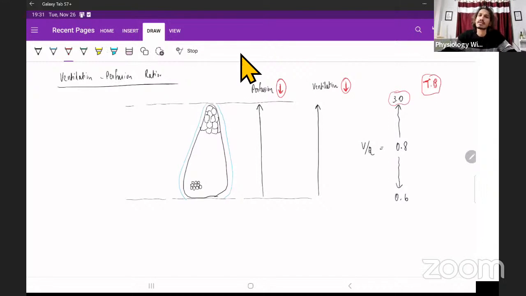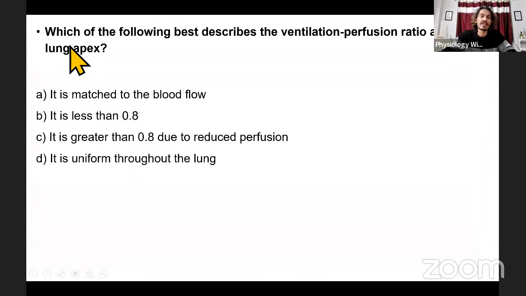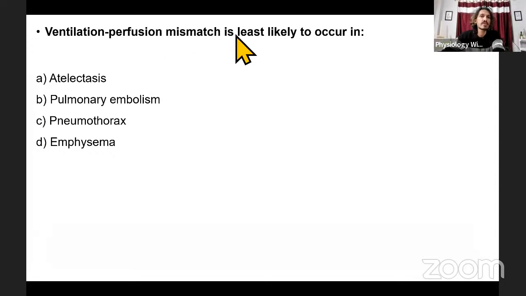Which of the following best describe the ventilation perfusion ratio at the lung apex? We already saw it is greater than 0.8 due to reduced perfusion. Exactly, it's coming to around 3. Ventilation perfusion mismatch is least likely to occur. So this might be a difficult question for some of you. We'll try to understand again.